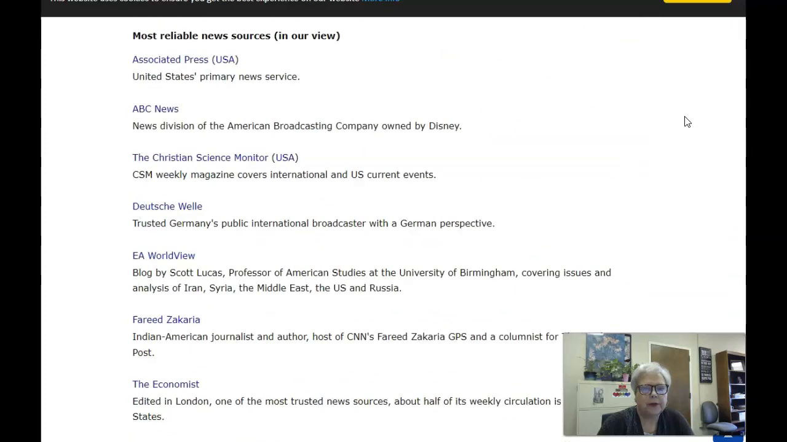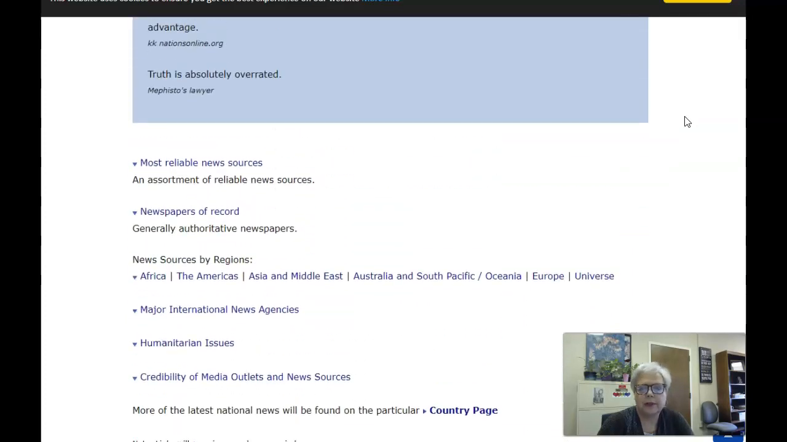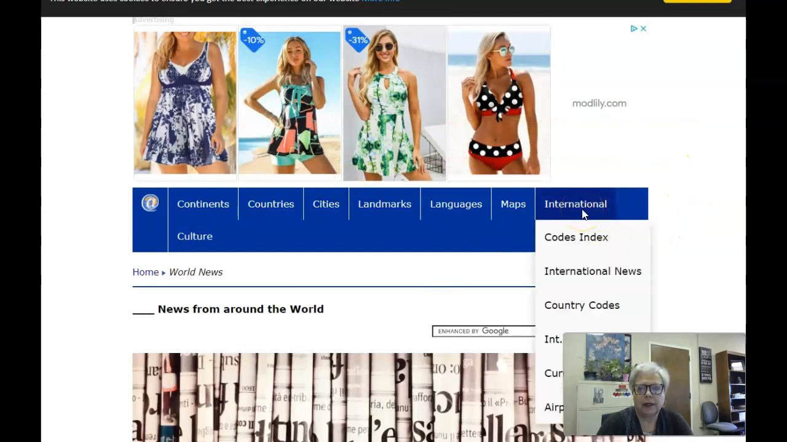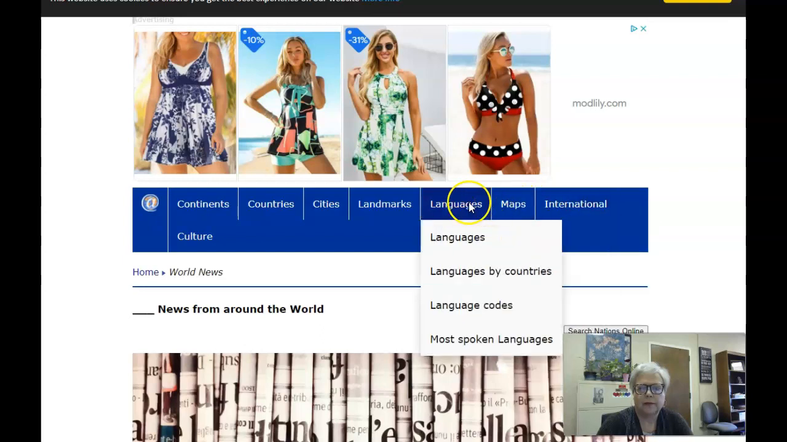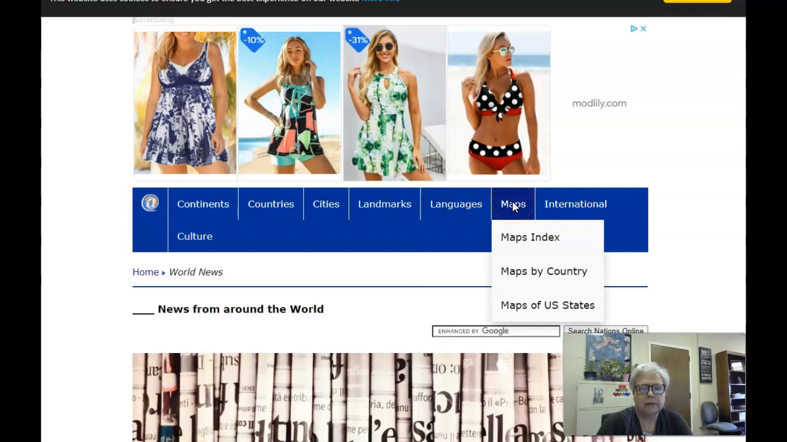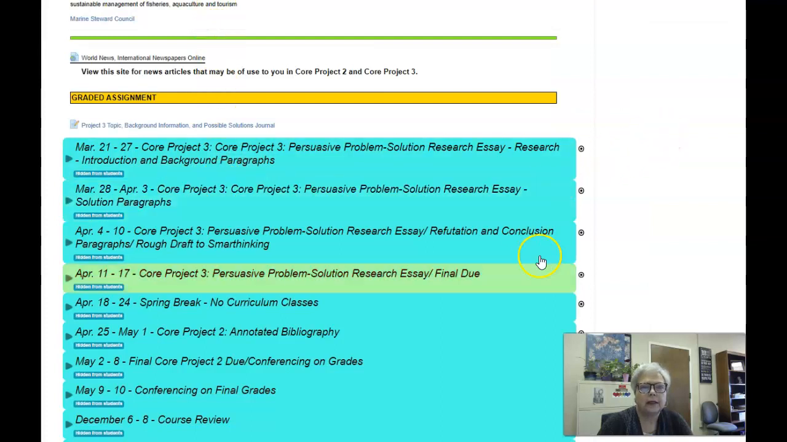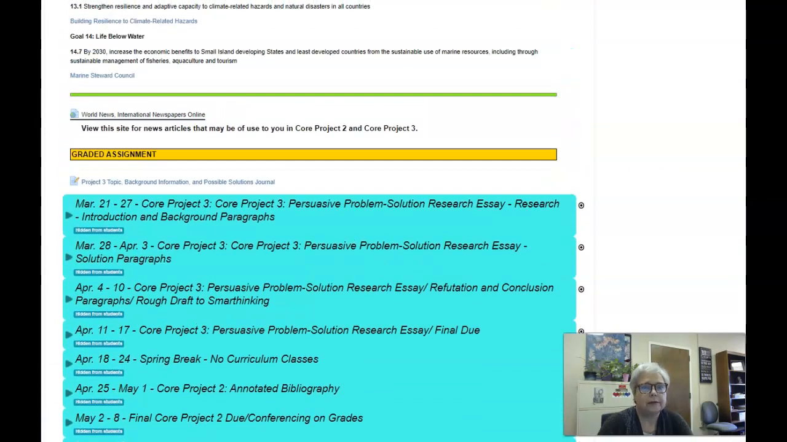All right, so that is a good place for you to look, and just look for some things there. You might find some things here. I'm not guaranteeing that you will, but it's a really interesting site anyway. So maybe if you just want to look at this country that you're going to be writing about and see where it is and all that. Anyway, that's it. World News, international newspapers online. It's from Nations Online, and I find it very interesting. You may or may not.